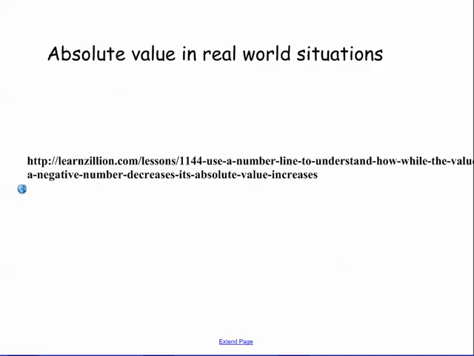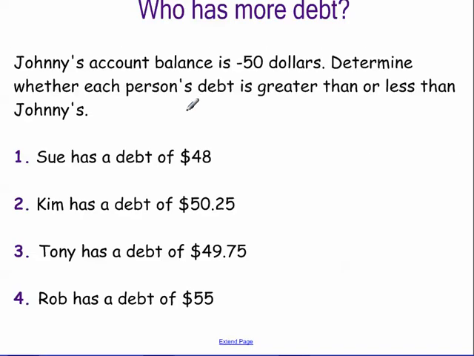All right, so I think that video showed a little bit more about how you have to think about the context of the questions. If I'm talking about debt or below sea level or temperature, the further it is to the left when you're talking about debt, the more debt someone has. All right, so let's look at debt here. Who has the most debt?